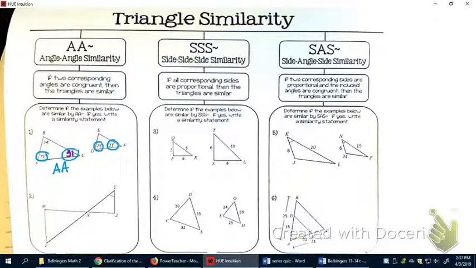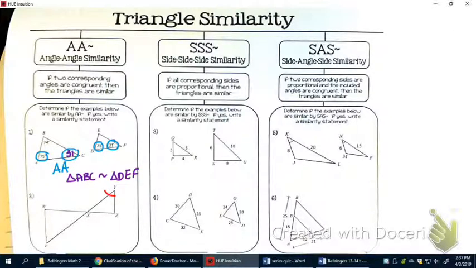Now, it also says write a similarity statement. Okay? What that means is you want to write down one of the triangles, and you want to write the little curvy sign that stands for similar, and then you want to write the other triangle and think about what corresponds to what. So A corresponds to what on this other one? D. B corresponds to what? And then C corresponds to F. All right, any questions about number 1?